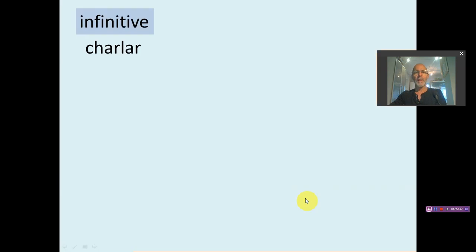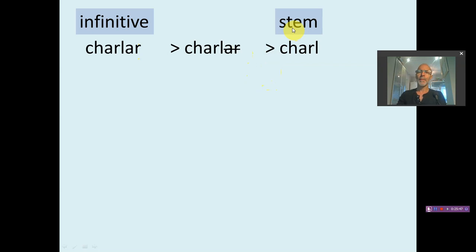And the first thing we have to do in the process of modifying verbs is to chop off the ending. So in this case, charlar, you chop off the AR ending, and we end up with something called the stem of the verb. In this case, it's charl. And it's called the stem because if you think about a flower, you've got the stem as the basic part, and then you add on to the top some sort of flower, don't you? And in our case with verbs, we're adding an ending.